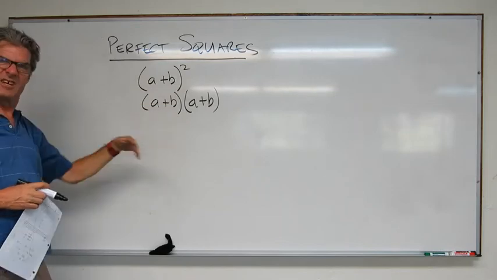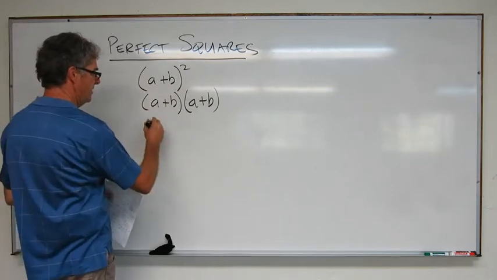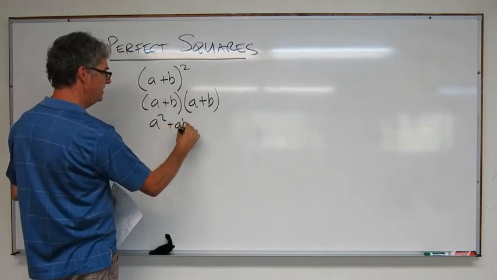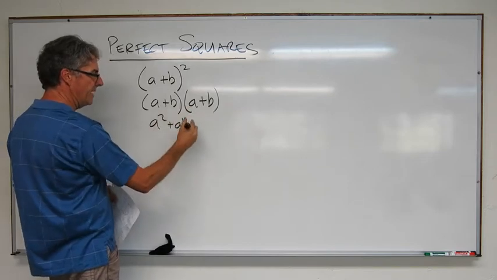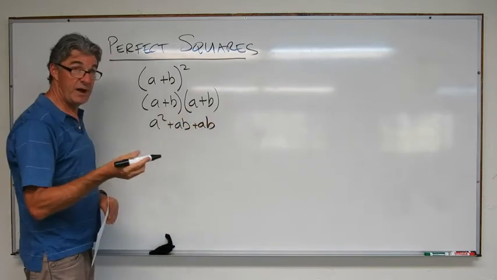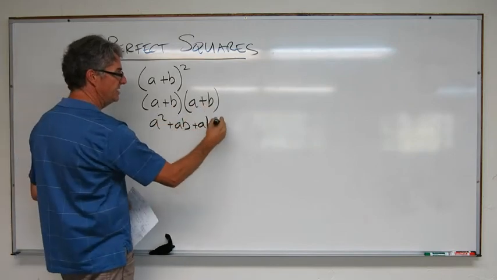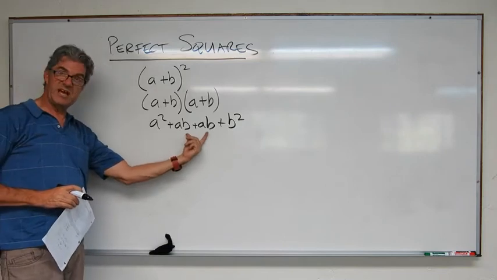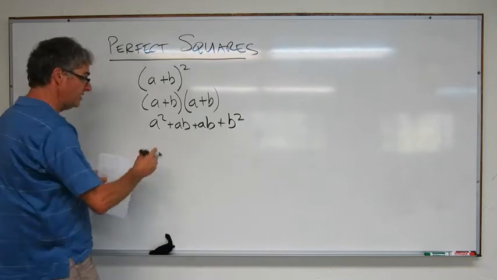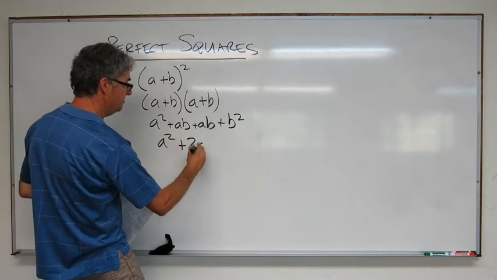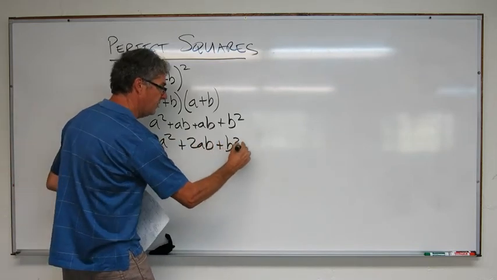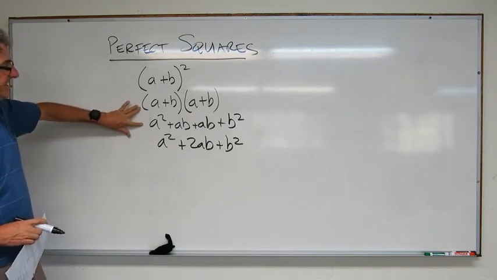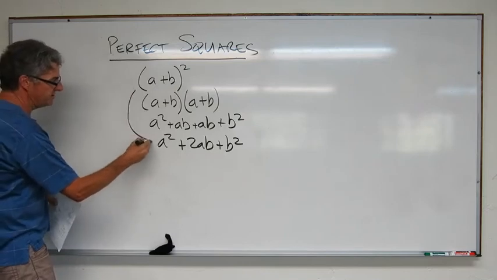So let's FOIL this and see what we wind up with. First, a times a is a squared. Outside is plus ab. Inside is b times a, but I'm going to write that ab. We can do that with multiplication. And then finally, b times b is b squared. So since I FOILed, I have a middle step. Notice I have two ab's here. So now I can go a squared plus 2ab plus b squared. Bam! So once you understand this pattern, you can skip these two steps and go right to there.